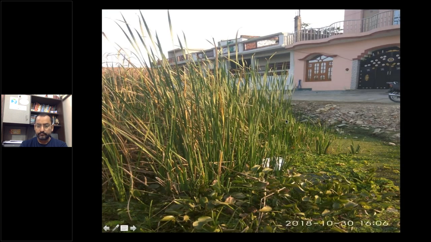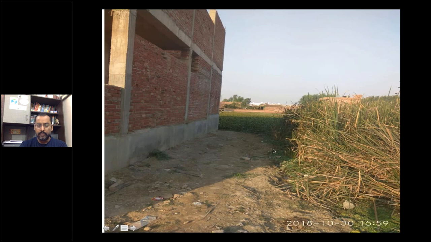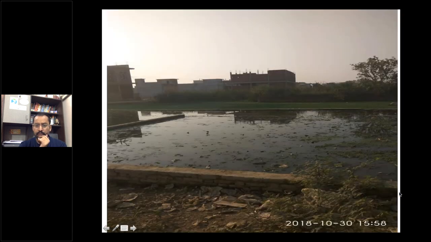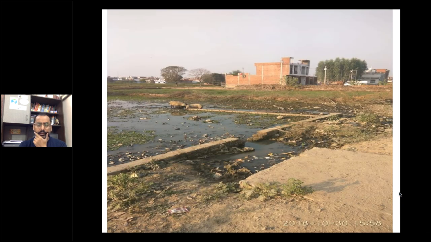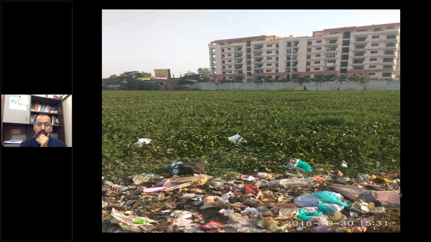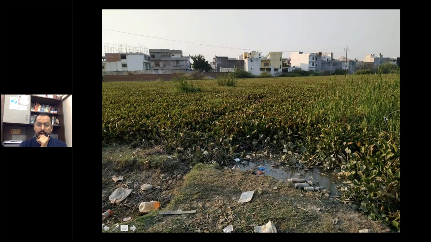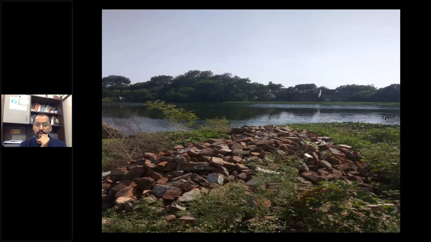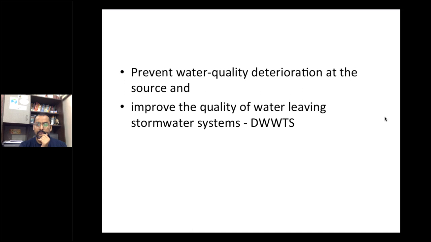These are some of the pictures you see. Very close by, this area used to be a lake just 3 years back, but when I went in 2018, it was all new housing. You know how they do it? They just put debris, silt and other building materials and encroach upon it. But still, whenever there's water, these are all new dumping yards. This apartment has also come up, and the entire water body is being lost.